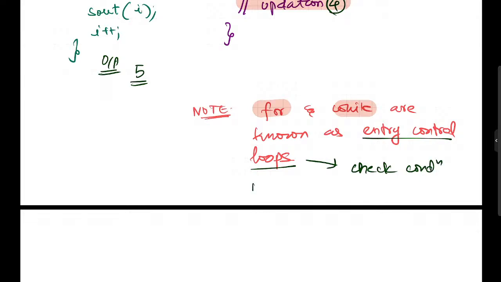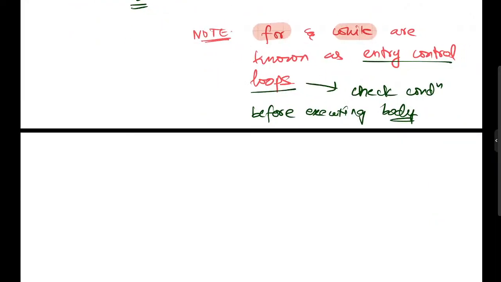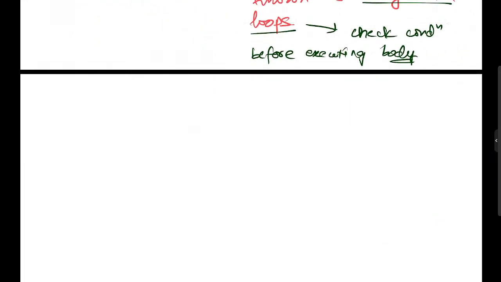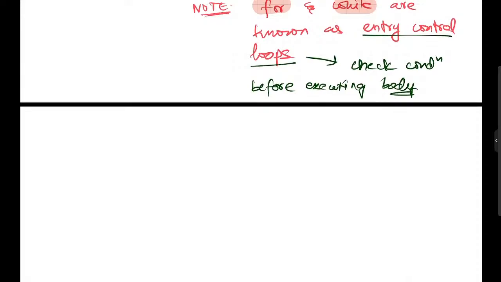Check the condition before executing the body, right? What do I mean by the body? The body is this part. Whatever is inside this is the body, or whatever is from here to here is the body. So before even entering the loop, if you have a check, then that is a very good sign that it is an entry control loop.